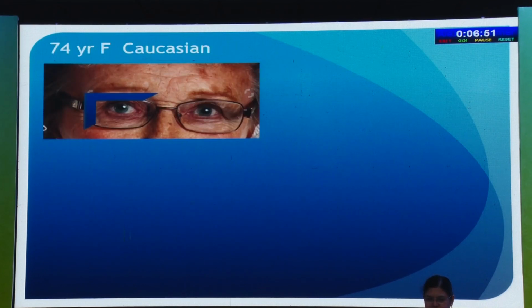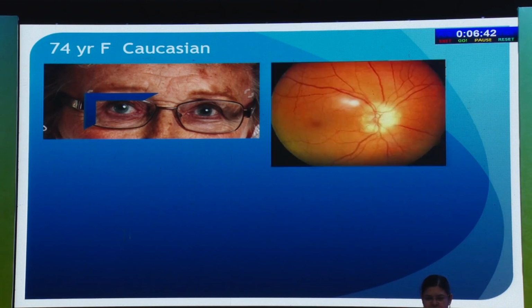This is a patient I saw while in the UK, and her only complaint was she cannot see this rim and this rim of her glasses. How observant she was. And when I checked the fundus, this was the appearance. So this was an AION affecting the inferior and nasal part of the disc, causing the corresponding field defect.